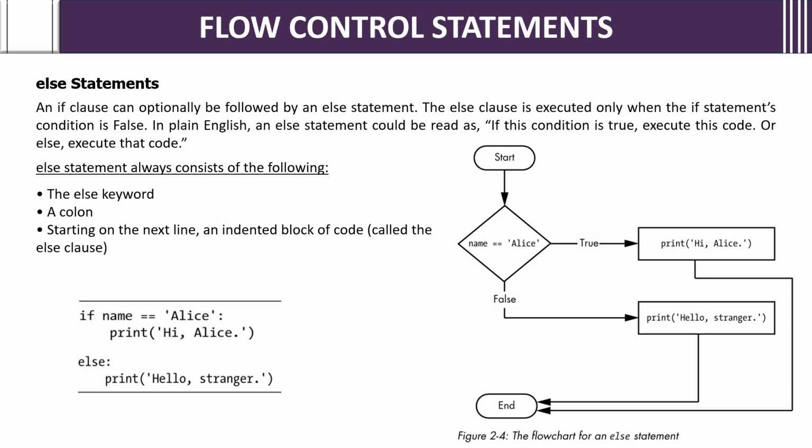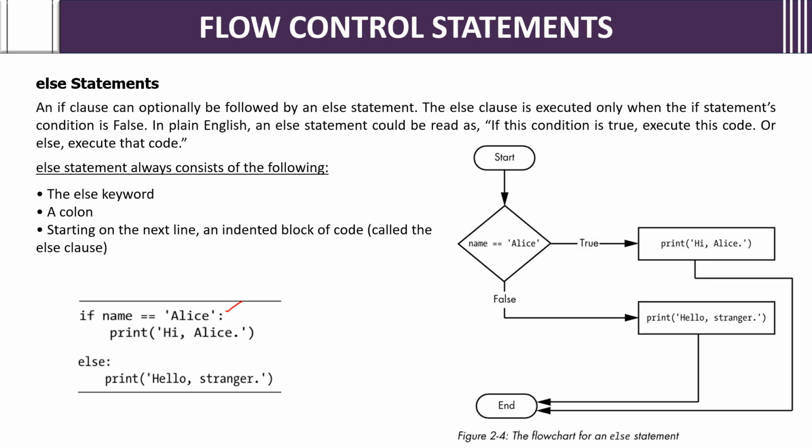Understanding? An else statement always consists of the following: the else keyword and a colon itself. Starting on the next line, an indentation is provided, and then the else clause. Whichever instructions you want, you can write after the indentation provided, and that code will be executed. For else, you need not provide any condition, because it will go to else only if the if is false. No need to provide any condition in the else statement.